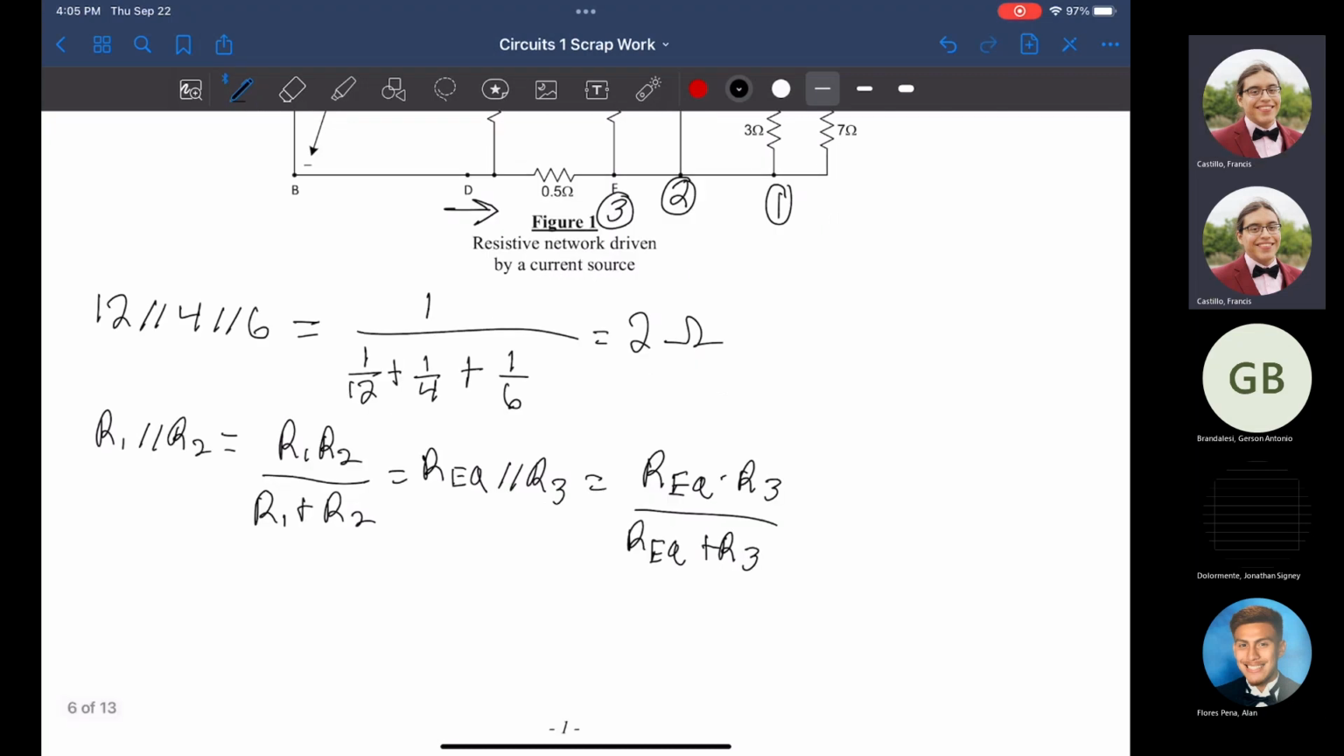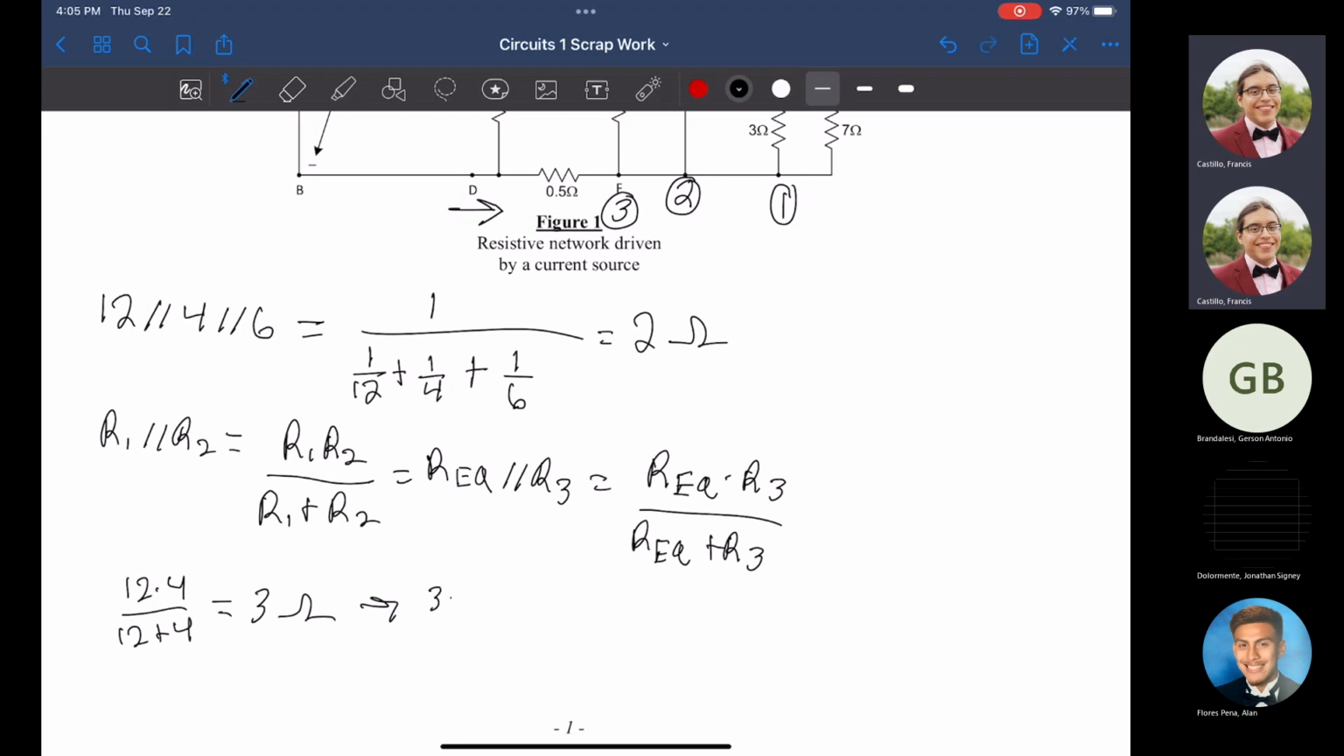And I'll go ahead and just show you that this also works for that. See, the 12 times 4 over 12 plus 4, whatever that is, it should be equal to 16. So that'll be 3 ohms at first, and then that's our equivalent. We'll do it one more time with our 6 ohm resistor. So 3 times 6 over 3 plus 6 is going to be 9, which just says 2 ohms. And to show you that these are equivalent.